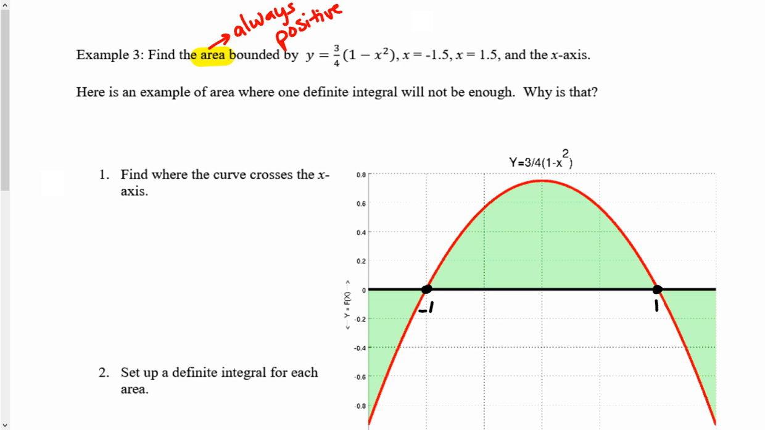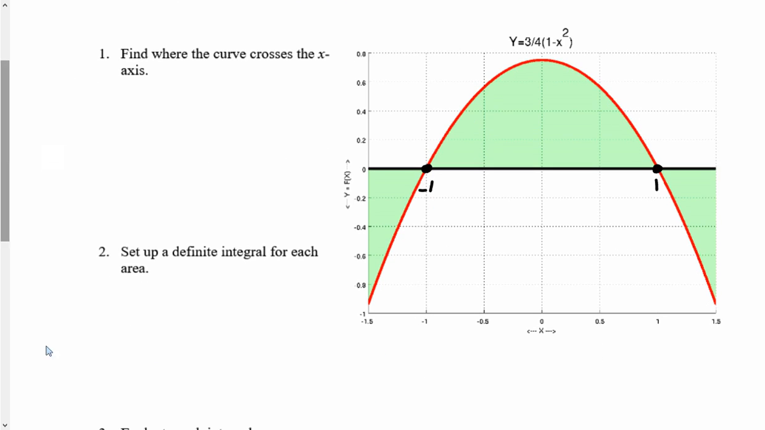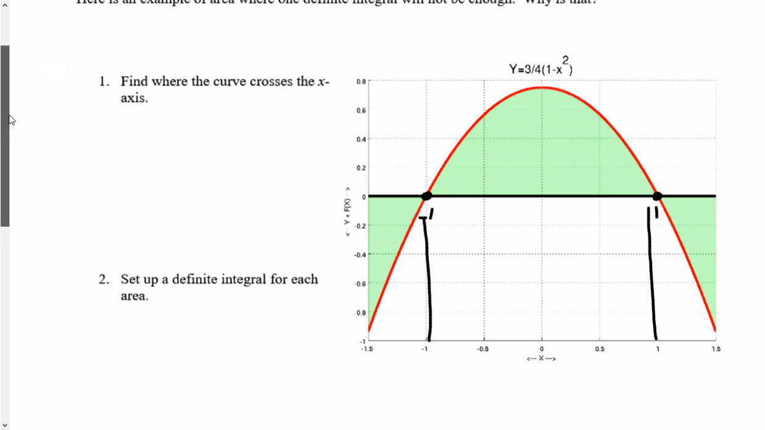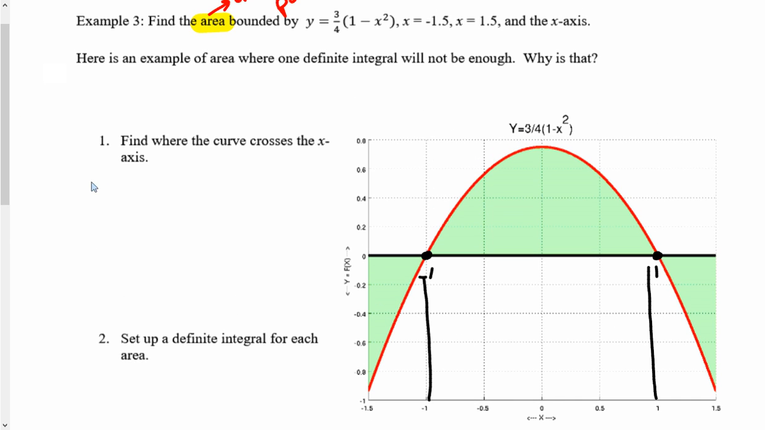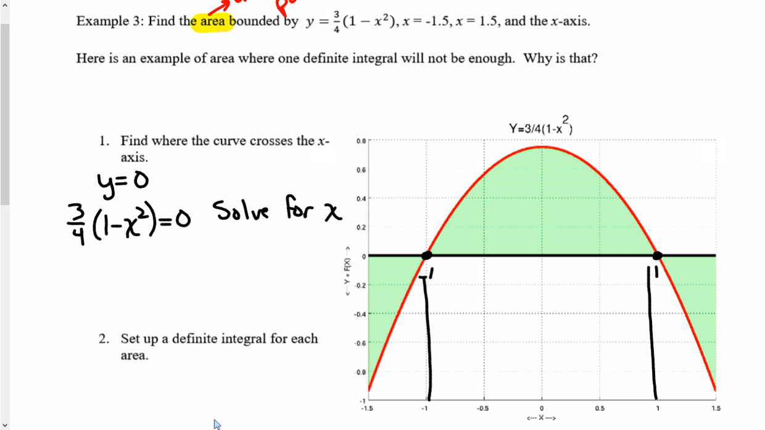Now, if we didn't have a graph, which is hard to tell on my screen, you can tell that this is negative 1, and this is positive 1. If we did not have that, then what we would need to do is know where y is equal to 0, which would be where 3/4 times (1 minus x squared) is equal to 0. I would need to solve for x. This one I don't need to do that because I have it graphically. So where the curve crosses the x-axis is at x equals negative 1 and at x equals 1.